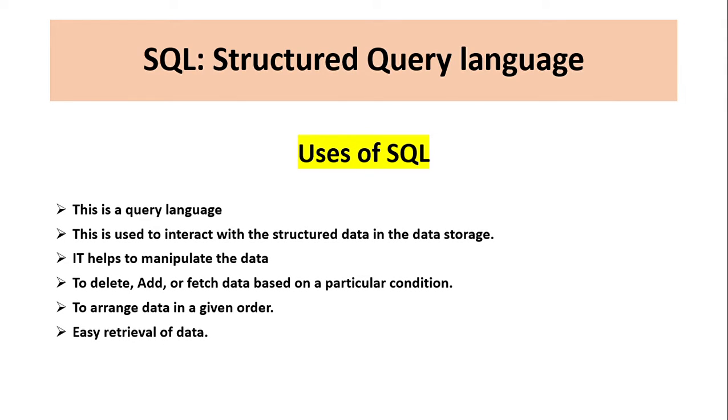Now, data storage we have done. We have already stored data in a particular location, suppose a database or data warehouse or data lake. Now we need to interact with the data, so that we can query that data, fetch that data, structure that data in a more specific way, retrieve that data, delete particular data, and arrange that data in a particular order, ascending order, descending order.